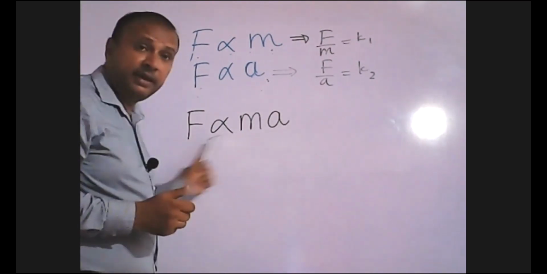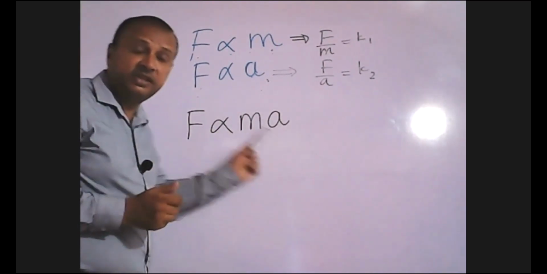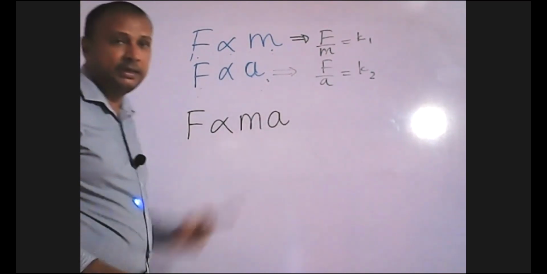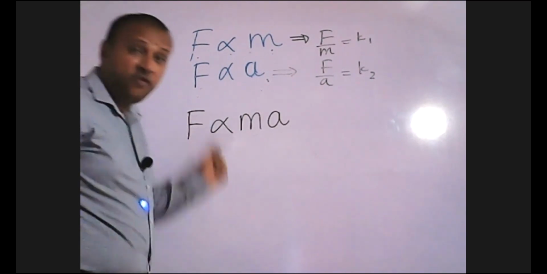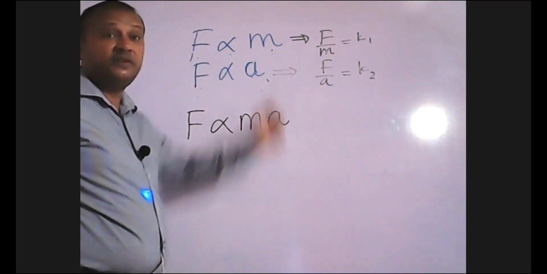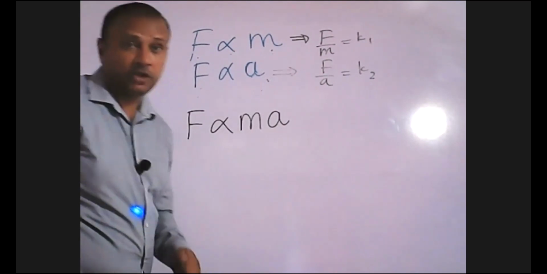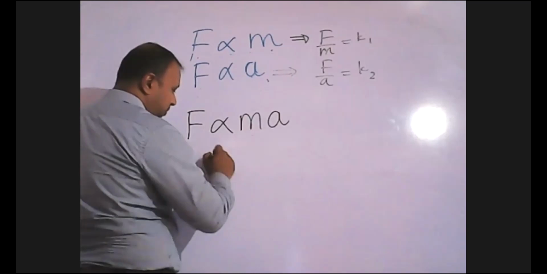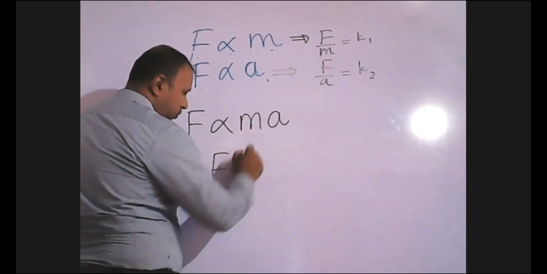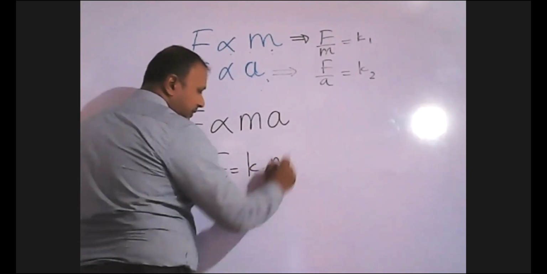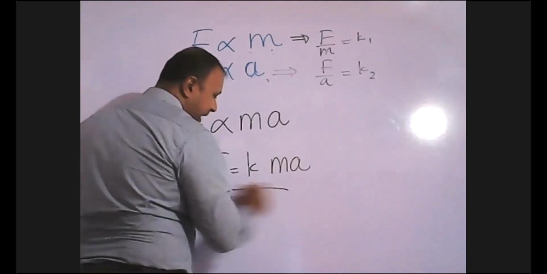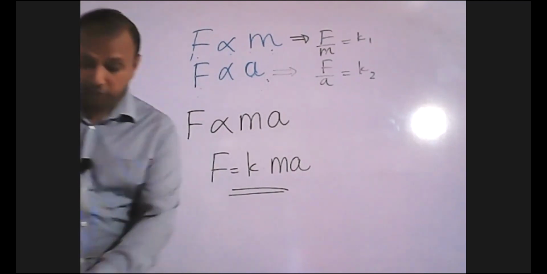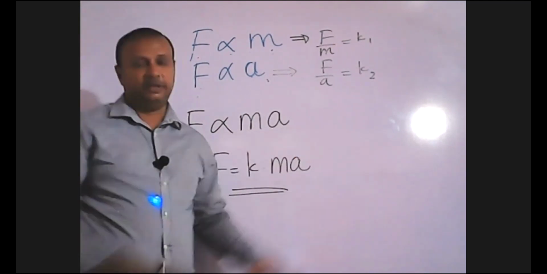Now I find the relationship between these three physical quantities. F is directly proportional to the MA product. That is a relationship. If I find that relationship, I can convert it into an equation using the definition of that relationship. So F is equal to K into MA. So that is the equation between these three physical quantities.